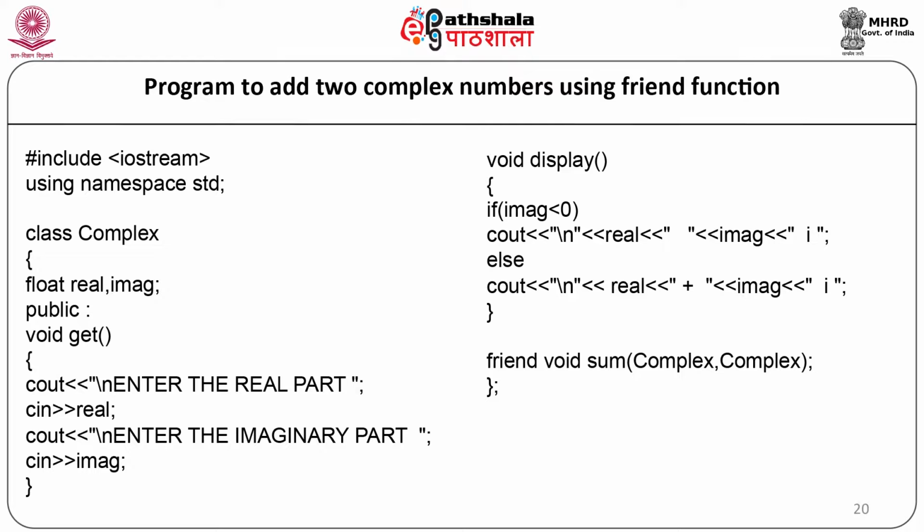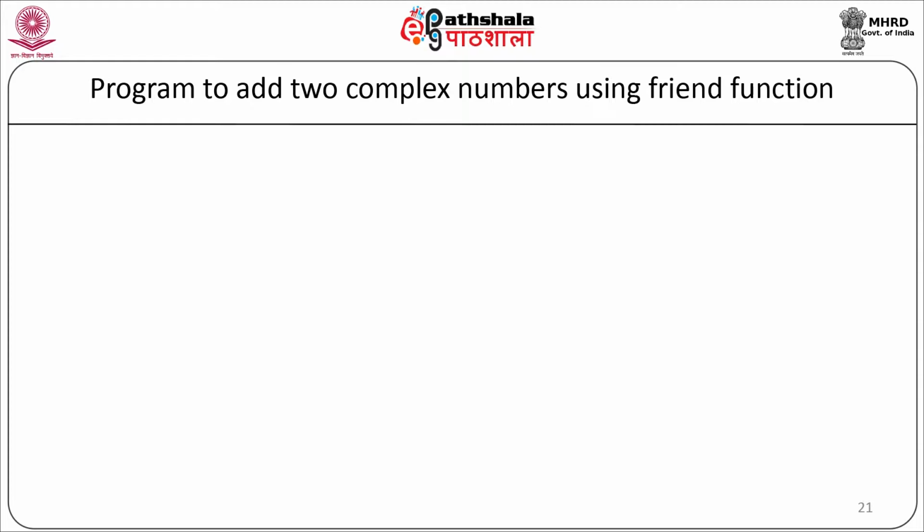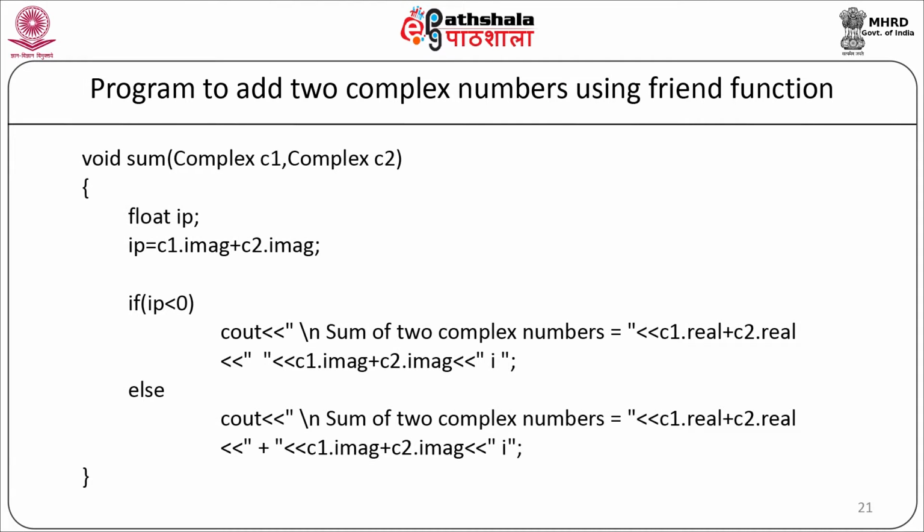Now we will declare one friend function as friend void sum(Complex, Complex); and our class will end here. As you can notice, this particular sum will take two arguments, or two objects of the same class Complex. Now outside the class we are going to define our friend function as void sum(Complex c1, Complex c2). Now it is going to add two objects of the same class Complex. We will start with our function.